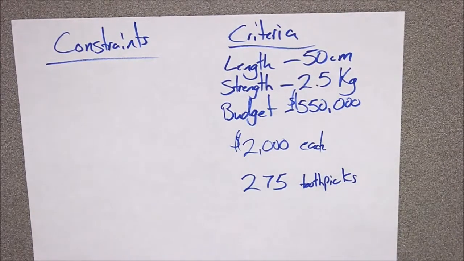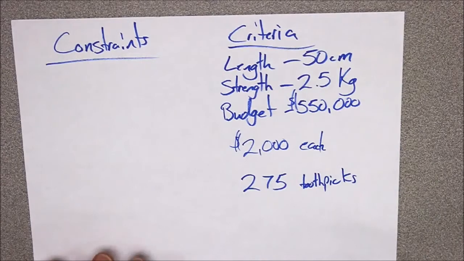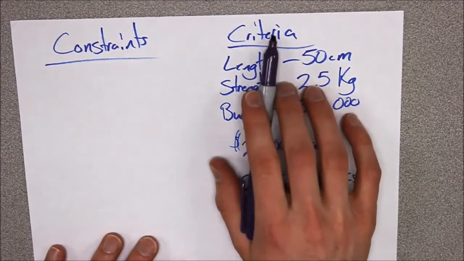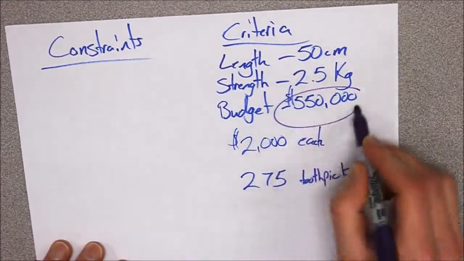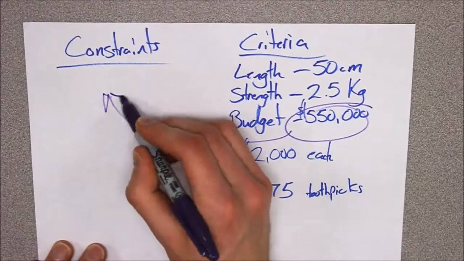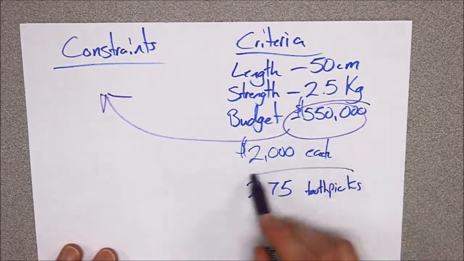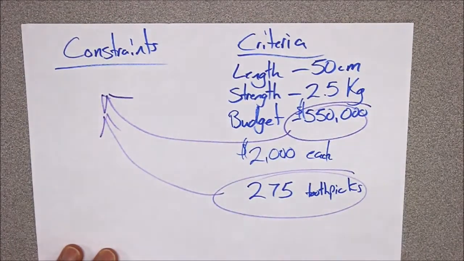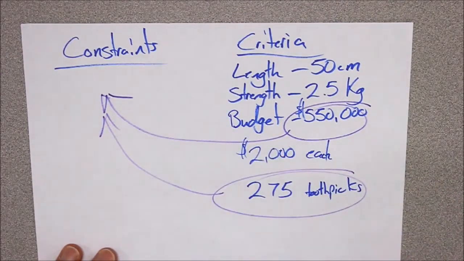But now let's shift over to constraints. Now technically, some of these criteria could also work as a constraint. The fact that I have to stay under budget is a criteria, but my constraint is the number. So this part right here would go under constraints. That also affects the number of toothpicks. So those two things would go under my constraints.